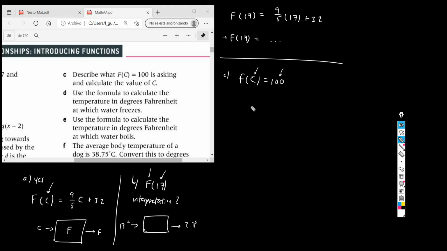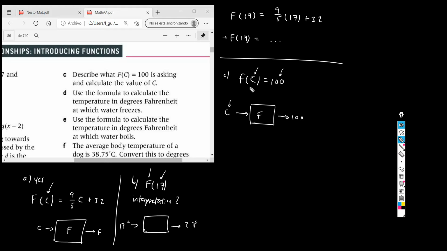So if you want to see a diagram, imagine that we input a certain number c of degrees Celsius into this machine, this converter, and what you get as a result is 100, right? You're asking for this number, the number that gave me 100 Fahrenheit in the end.